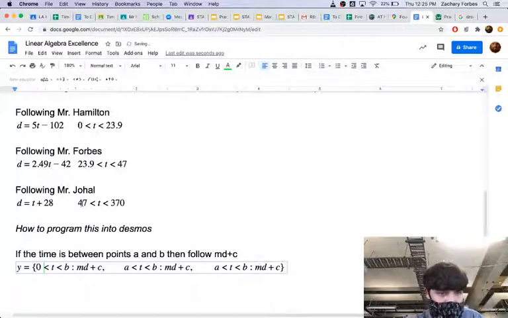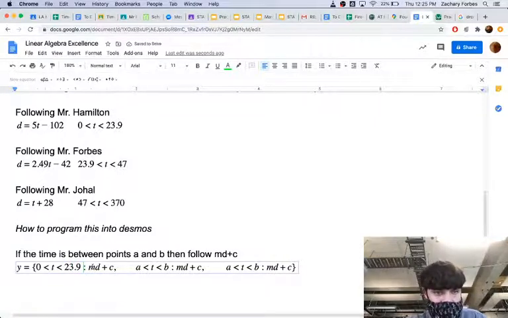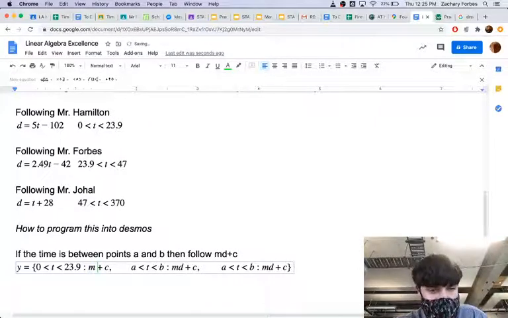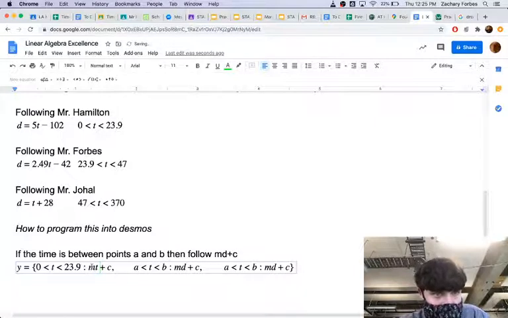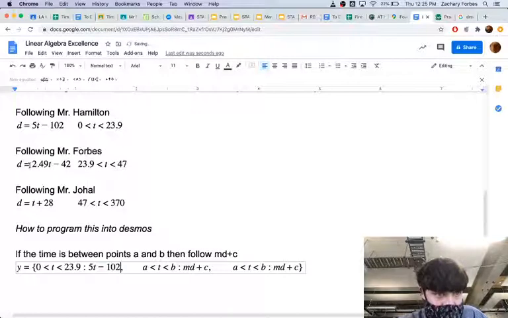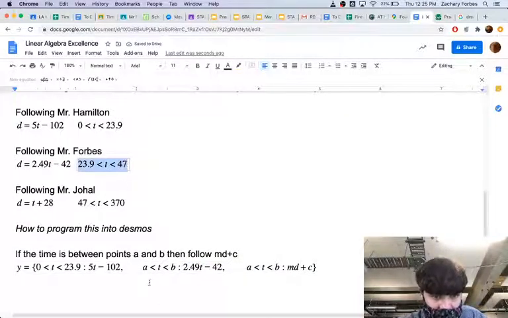Hamilton is between 0 and 23.9, and we're going to follow, oopsies, I made this wrong. What was that meant to be? It's speed and time, so it's actually mt plus c. So we're going to follow Mr. Hamilton's equation, which is here. I'm just going to grab it actually, it might be even faster. So we want to follow Mr. Hamilton at the start, then we're going to follow Mr. Forbes, which I'm going to chuck into this one, and it's between these times. Oh, how convenient that it's all built up for us.